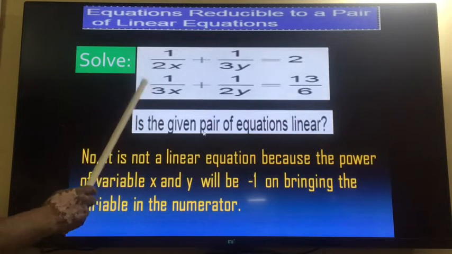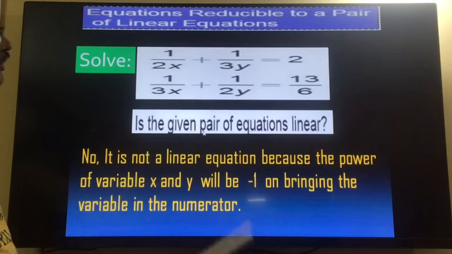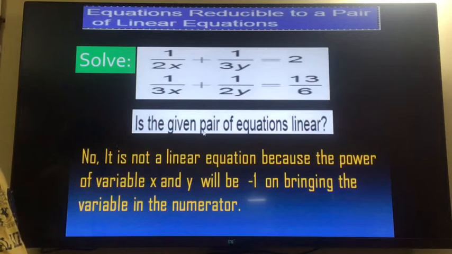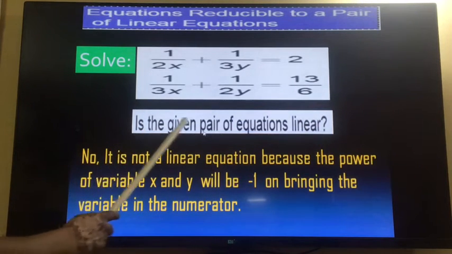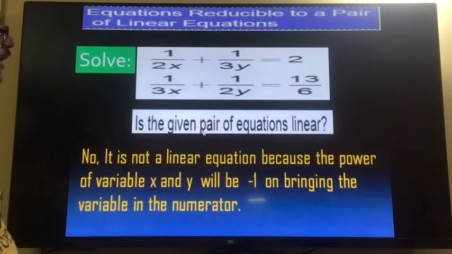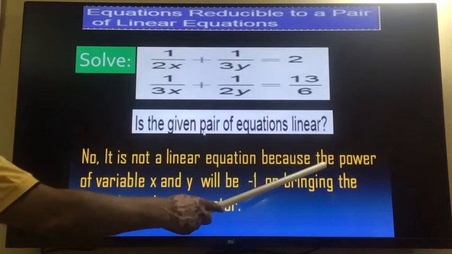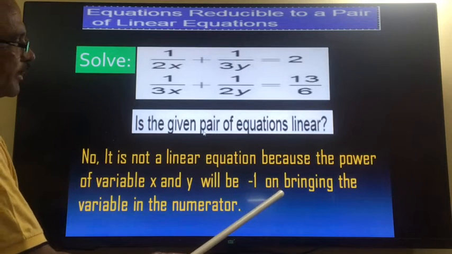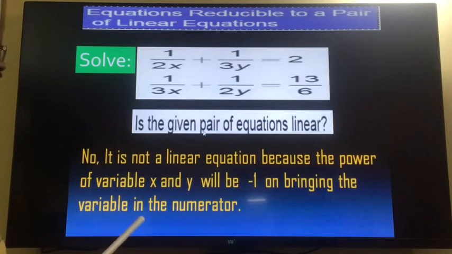Now in this example, if you observe, it looks linear because the powers of x and y appear to be 1. So here there is a question: is the given pair of equations linear or not? It looks linear, but actually it is not a linear one. So we say no, it is not a linear equation, because the power of the variables x and y will be -1 on bringing the variable into the numerator.